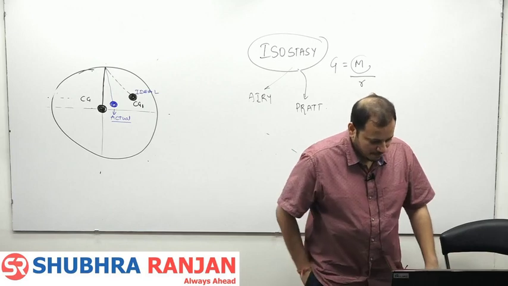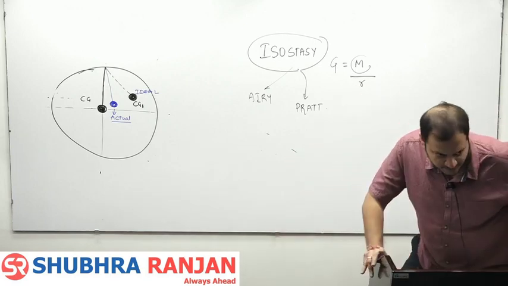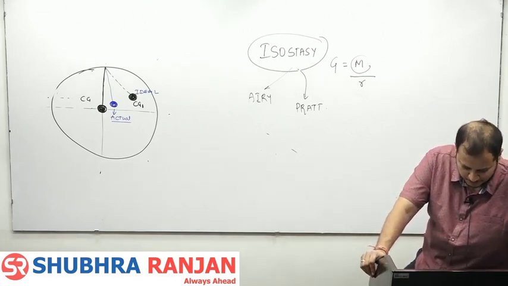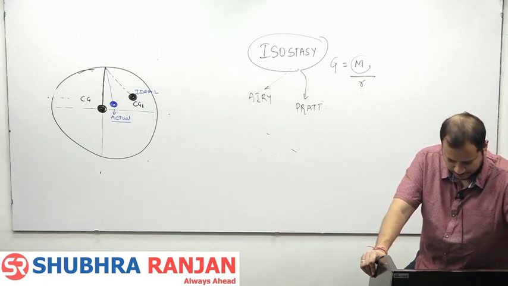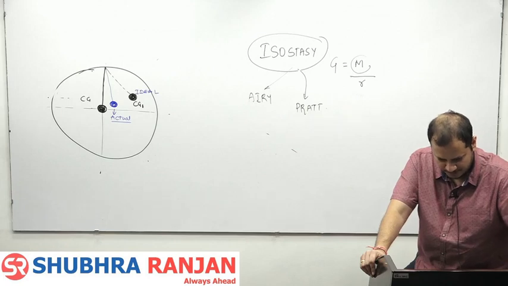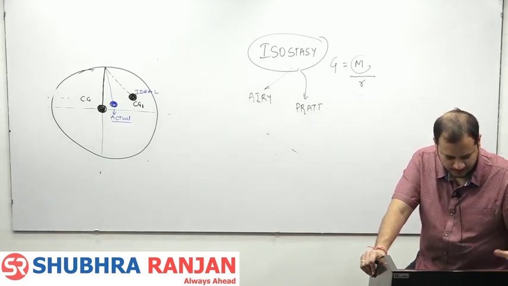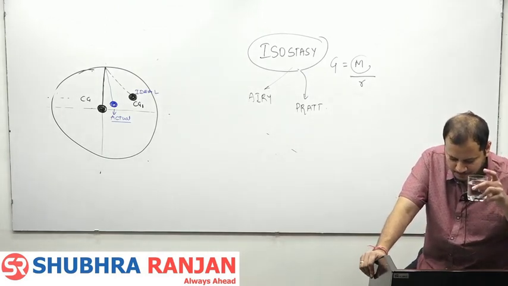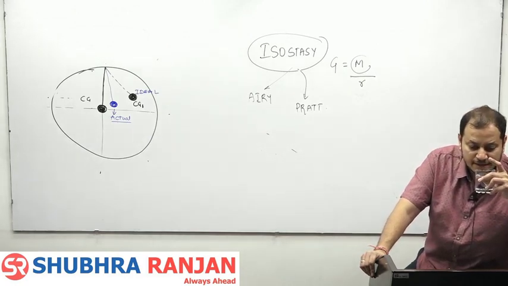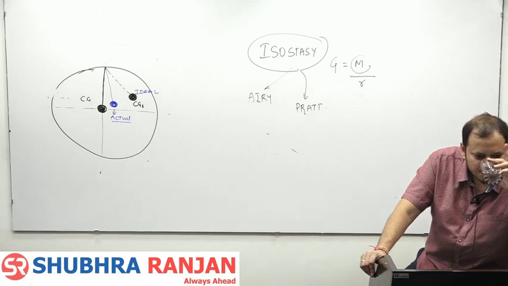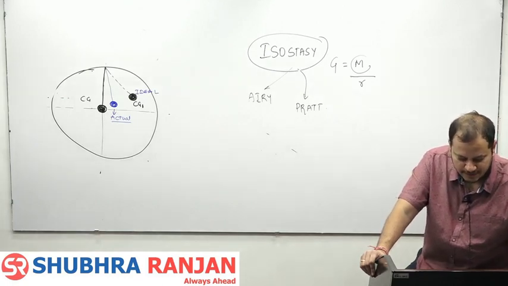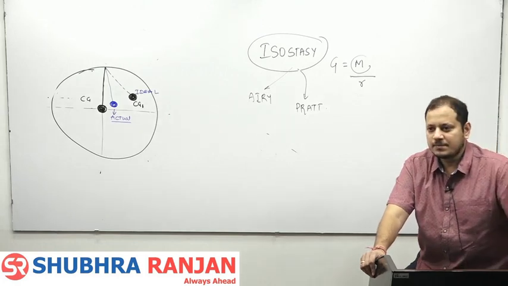So the isostasy introduction. There are different physical features such as mountains, plateaus, plains on the surface of the earth, which vary greatly in size. Full stop.